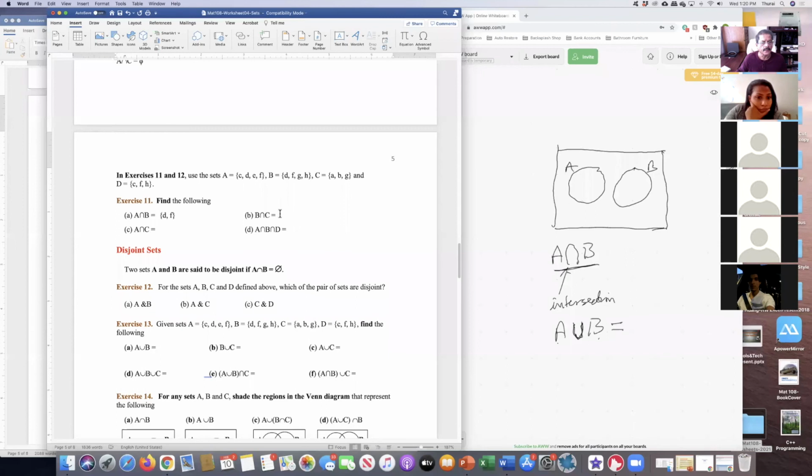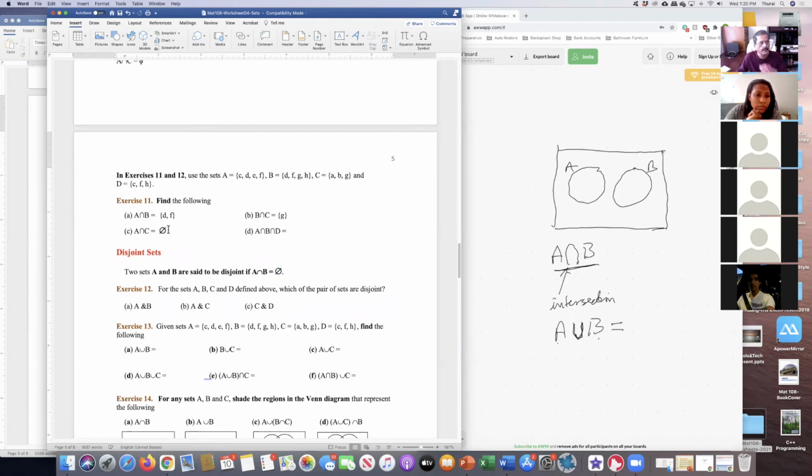B intersection C. It's just G. So can I write it like that? No, you have to use the curly brackets. Right, the curly brackets have to go there. A intersection C. Is it phi? Phi is correct. Yes. Okay, phi is the answer for that.